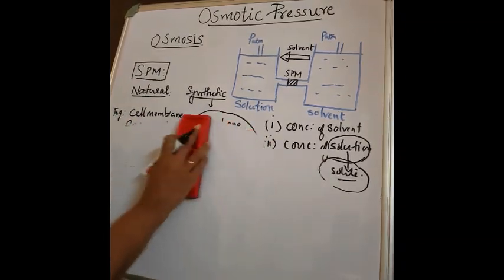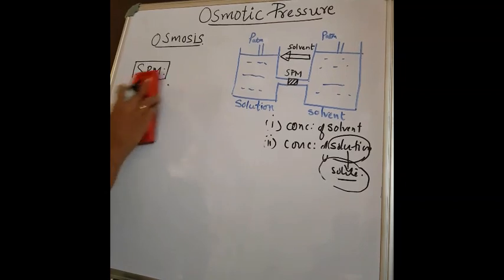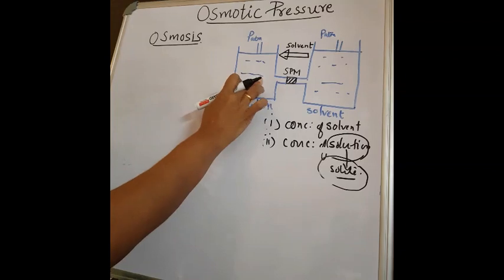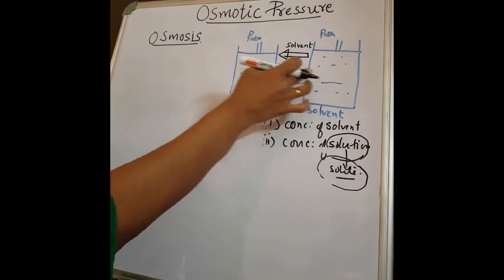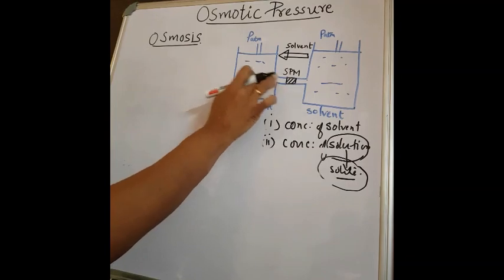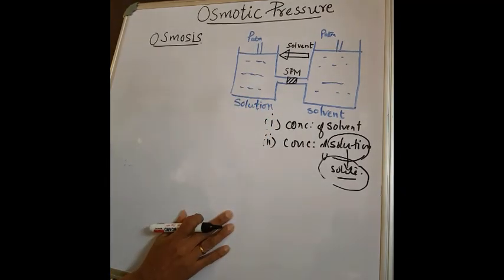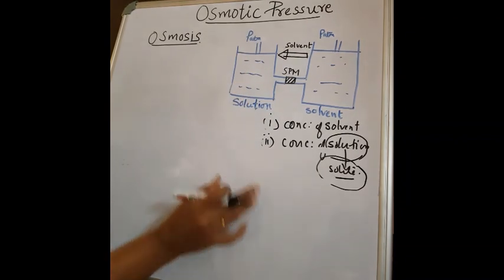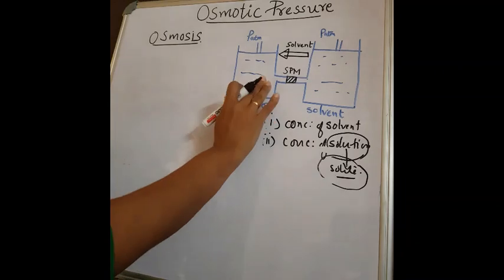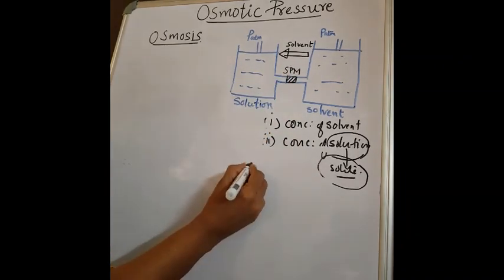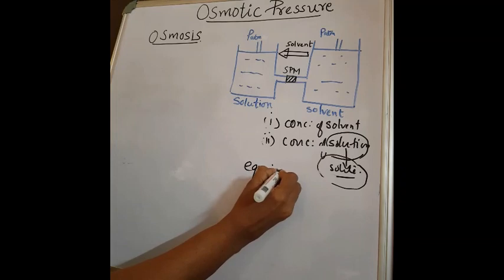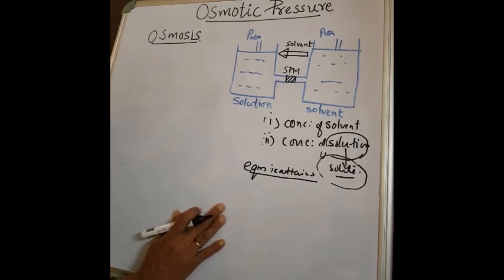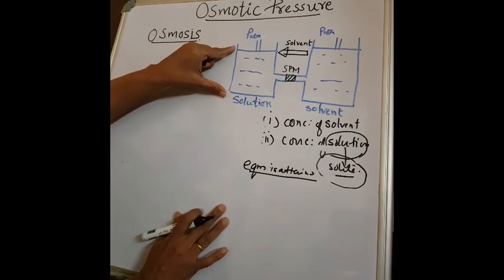Now, osmotic pressure. The solvent molecules are flowing from solvent to solution, or from a higher concentration of solvent to a lower concentration of solvent, through a semi-permeable membrane. Now what happens? There is an increase in the volume of the solution, correct? And this flow happens till an equilibrium is attained. Am I right? The flow happens till an equilibrium is attained. So here the volume is increasing.